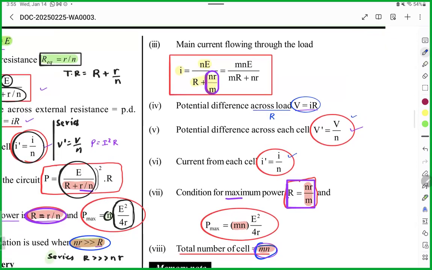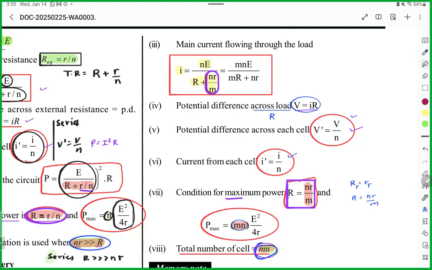Condition for the maximum power. The simplest way: what will be the value of the maximum power? Maximum power occurs when the external resistance is equal to the total internal resistance. Here the external resistance is R. What is the total internal resistance? NR by M. Understood? So it is this. M N times. Total number of cells is M multiplied by N.